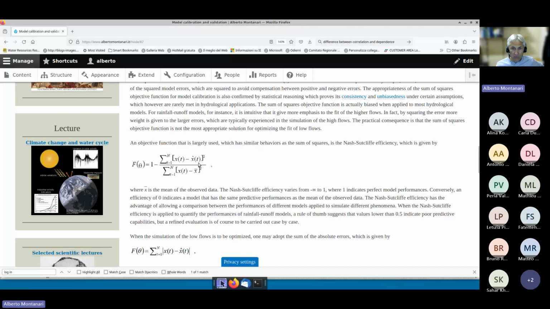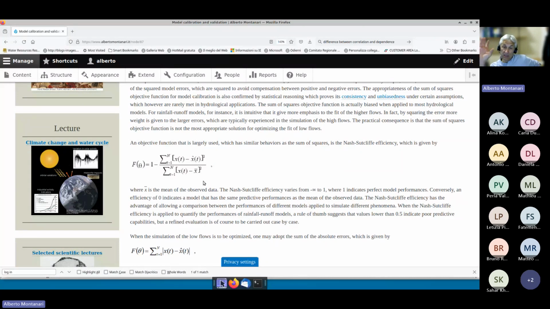So if the model is perfect, the Nash efficiency results in 1. If the Nash efficiency results in 0, it means that the error that you make with your model is similar to the error that you make with the trivial prediction. So the model is useless. But there is no lower limit for the Nash efficiency. It can be lower than 0, it can be negative, which means that really your model is to be rejected.